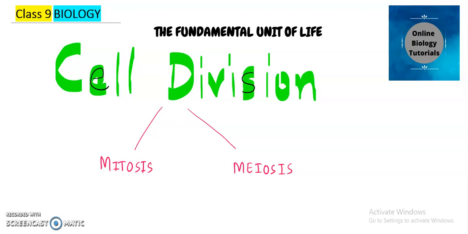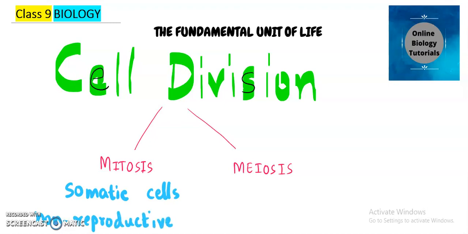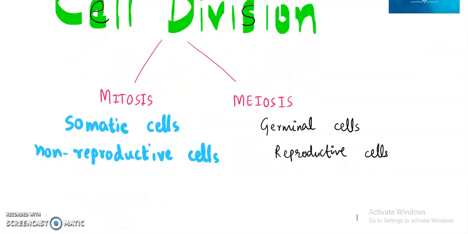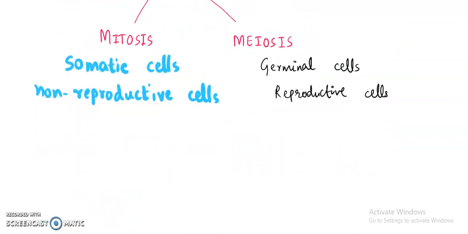This is also a question. Mitosis occurs in the somatic cells. Somatic cells are the cells that do not participate in reproduction, so they are also known as non-reproductive cells. Whereas meiosis occurs in the germinal cells, and these germinal cells are also named the reproductive cells.